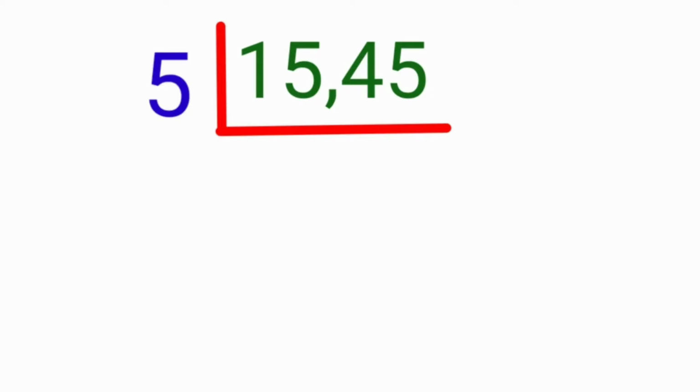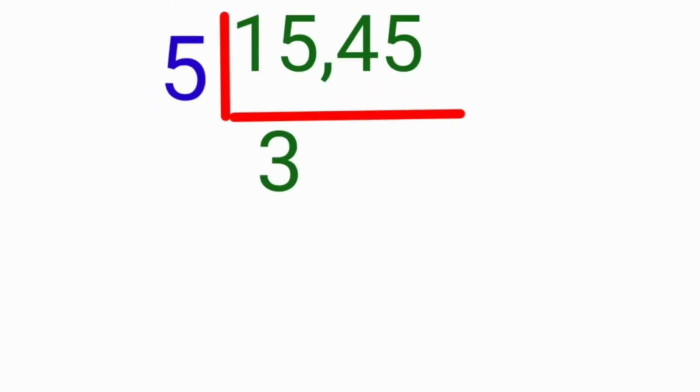How many 5s are in 15? 3 5s are in 15. So write 3. How many 5s are in 45? 9 5s are in 45. So write 9 there. Which number divides both 3 and 9? 3 divides both 3 and 9. So divide by 3.